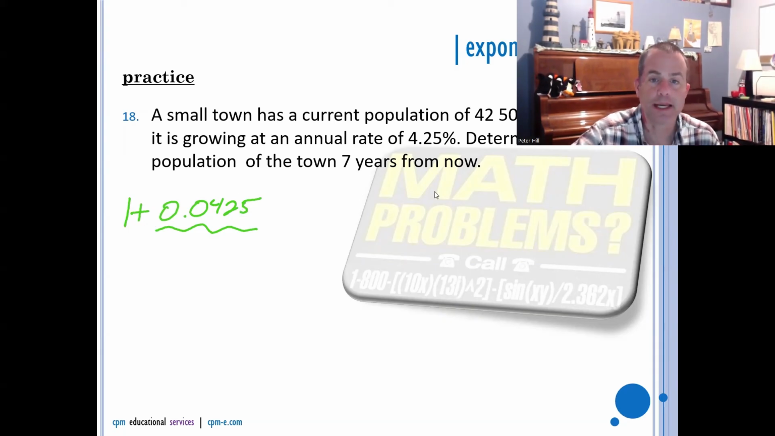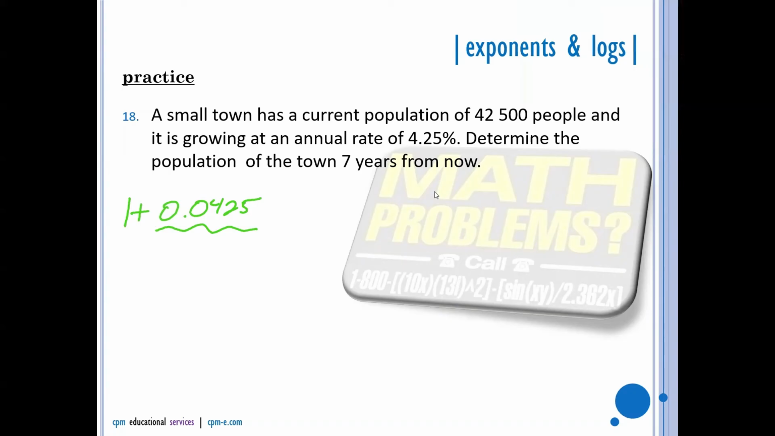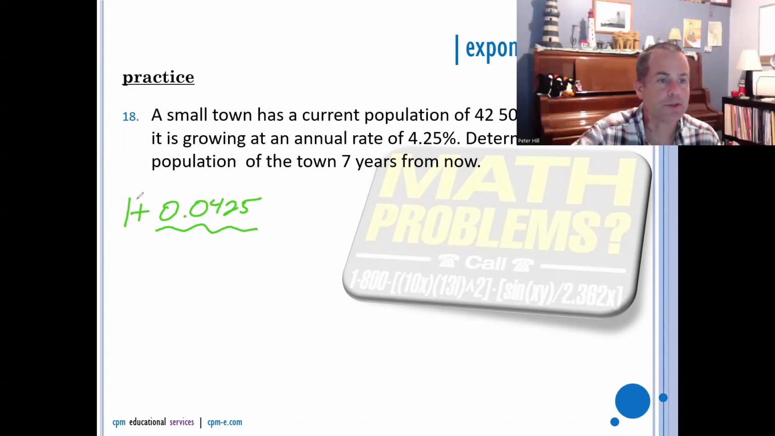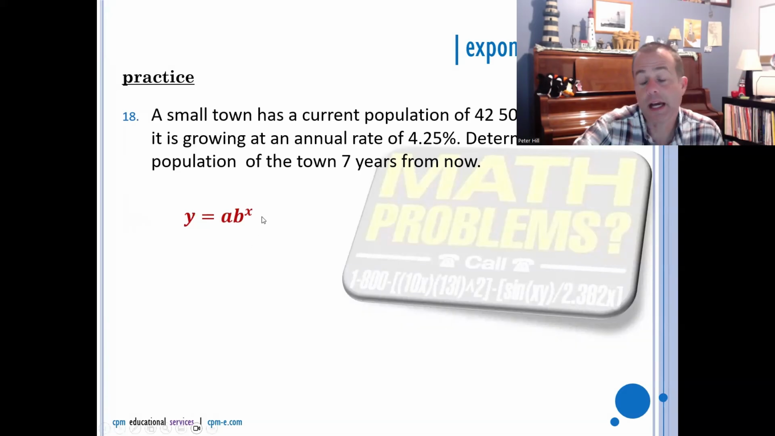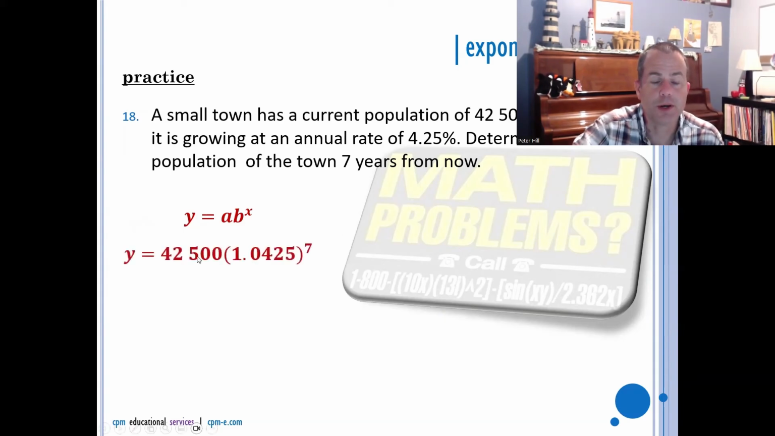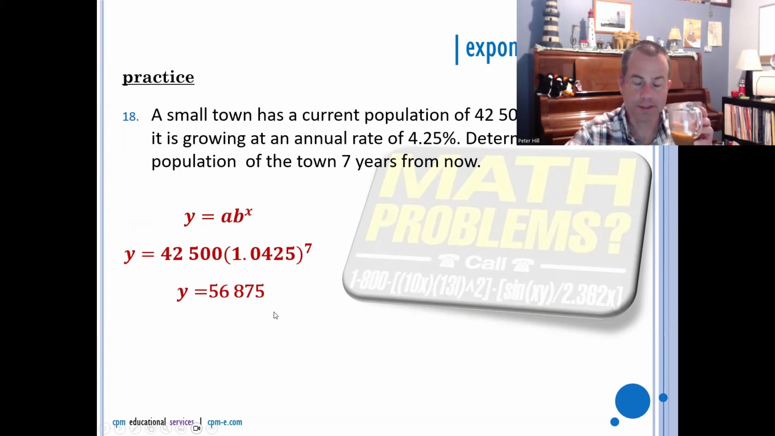Okay. I'm going to hide my head here in case you didn't get a chance to read that question. Okay. So I'm going to go back to y equals a b to the x. I can say t over p here. It's just that because it was every year, my p is 1. So I just didn't use it. Okay. So I'm looking at 42,500 times 1.0425 to the 7. And that's going to give me 56,875. Right?